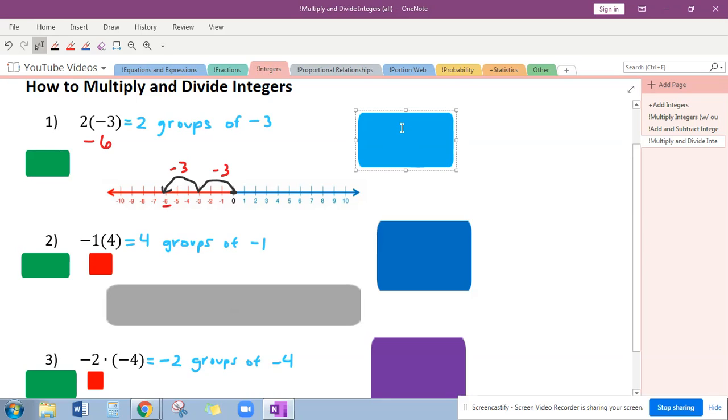And you could also use the tiles if you want, so I could think of it as two groups of -3, so I have a group of -3 and another group of -3, and in total I would have 6 negatives.